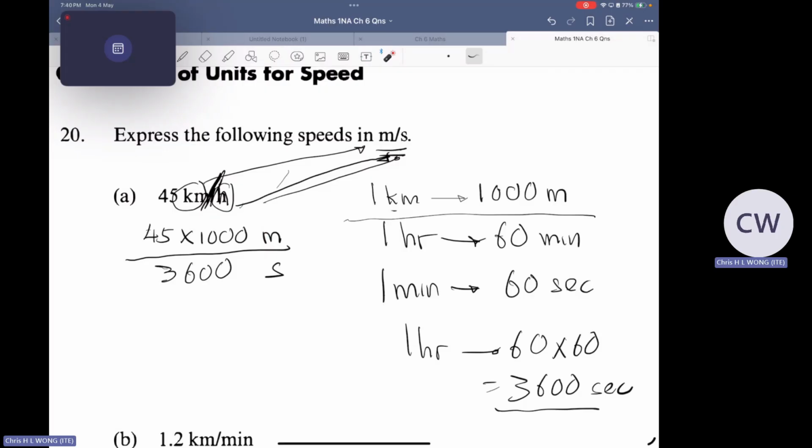If you can cancel the 0, you cancel the 0. 1 0, 1 0, 1 0, 1 0. If you can cancel them, easier to calculate. So you have, if you want to do it manually, please take out your calculator and press 45 times 10 divided by 36. Answer?